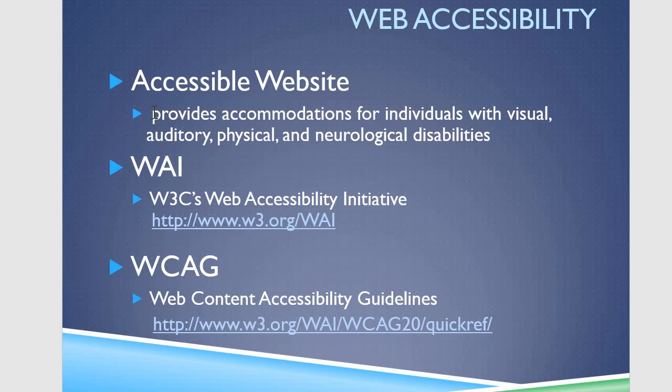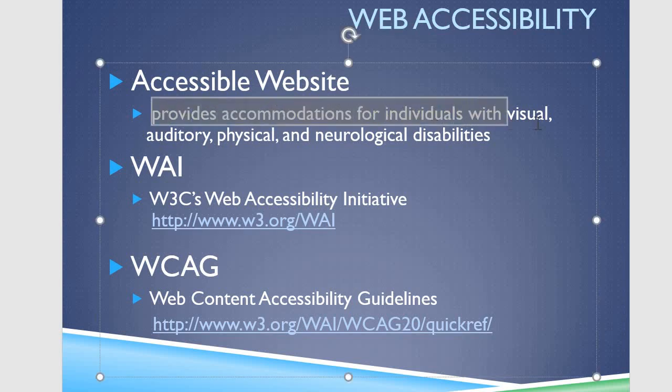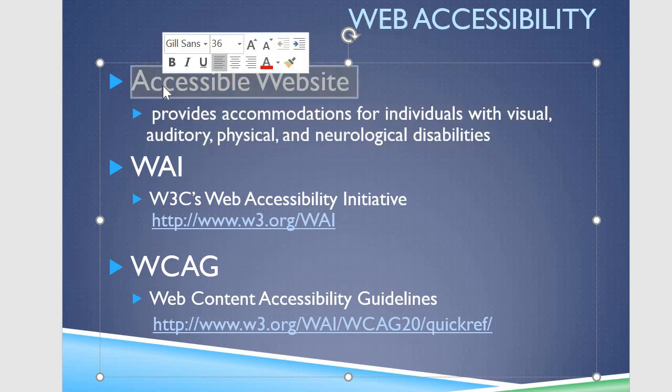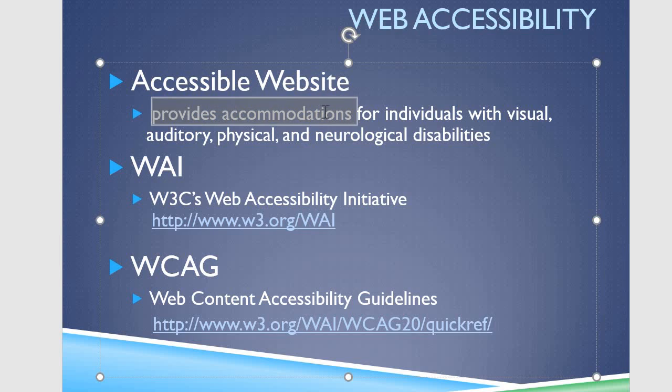Then provides accommodation for individuals with visual, auditory, physical and neurological disabilities. What is that? Accessible website. Provides accommodation for individuals with visual, auditory, physical and neurological disabilities. What is the answer? Accessible website.